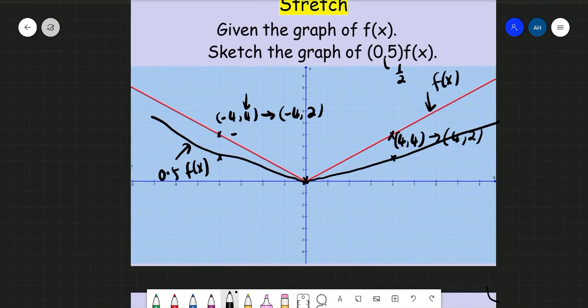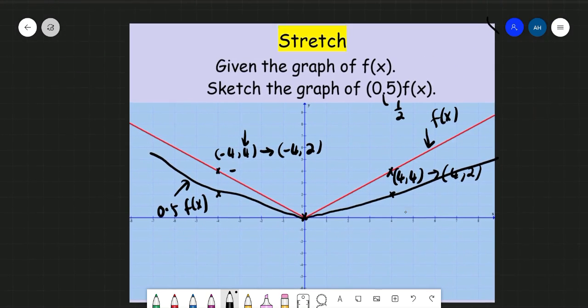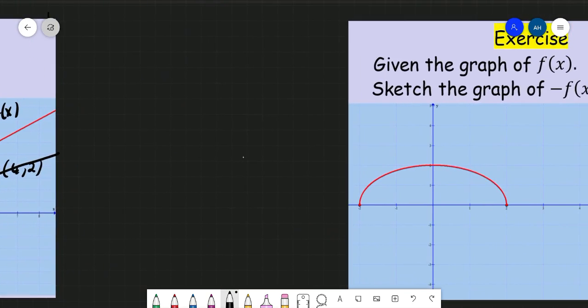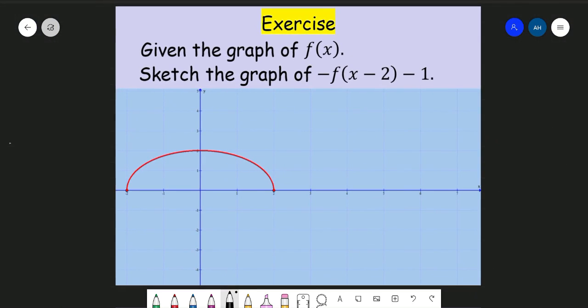All right, let's see this example here. We are given the graph of f(x) like this, the blue graph, and we are given negative of f(x minus 2) and then minus 1. There is a combination of operations here, a combination of transformations. Let's do it one by one.